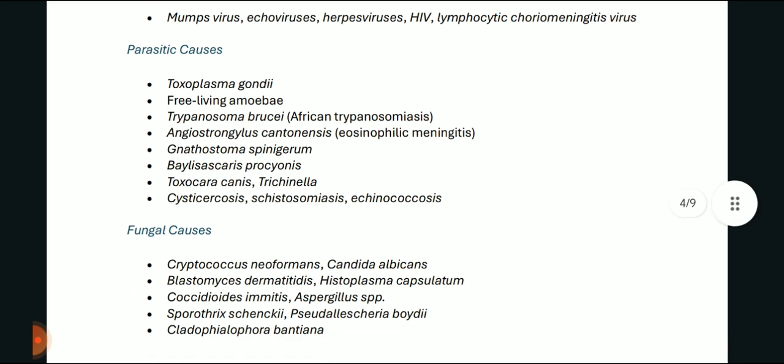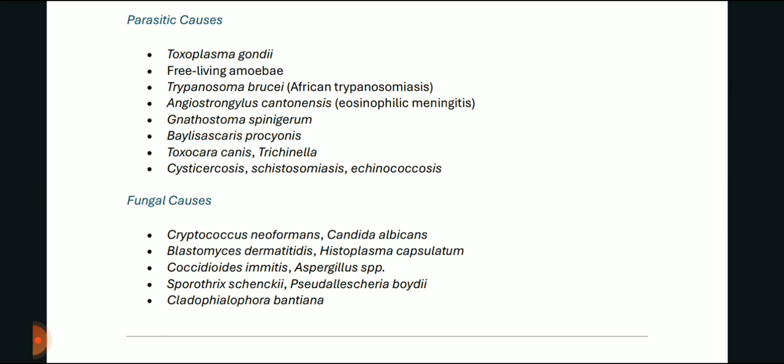The parasitic causes of chronic meningitis are Toxoplasma gondii, free-living amoeba, Trypanosoma brucei, which is the African trypanosomiasis, Angiostrongylus cantonensis, which causes eosinophilic meningitis, Gnathostoma spinigerum, Baylisascaris procyonis, and Toxocara canis, and Trichinella, cysticercosis, schistosomiasis, echinococcus. All these cause parasitic meningitis.